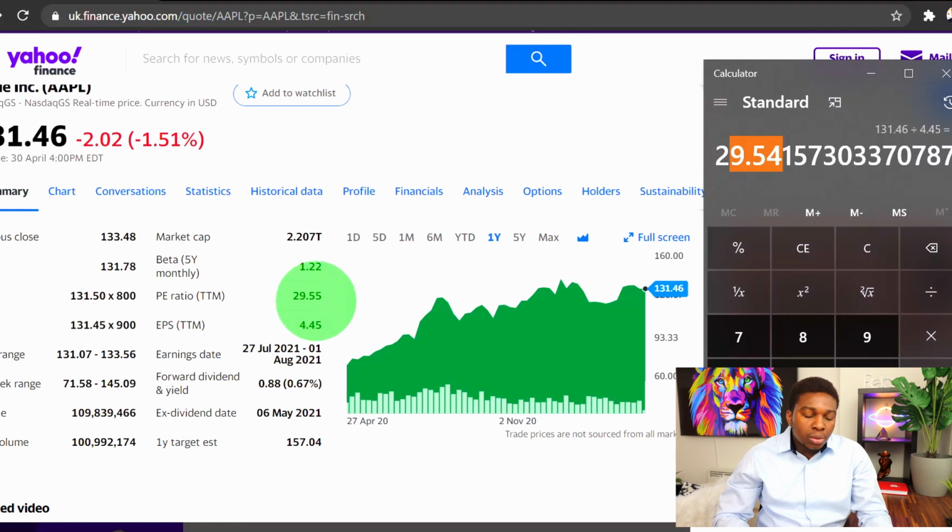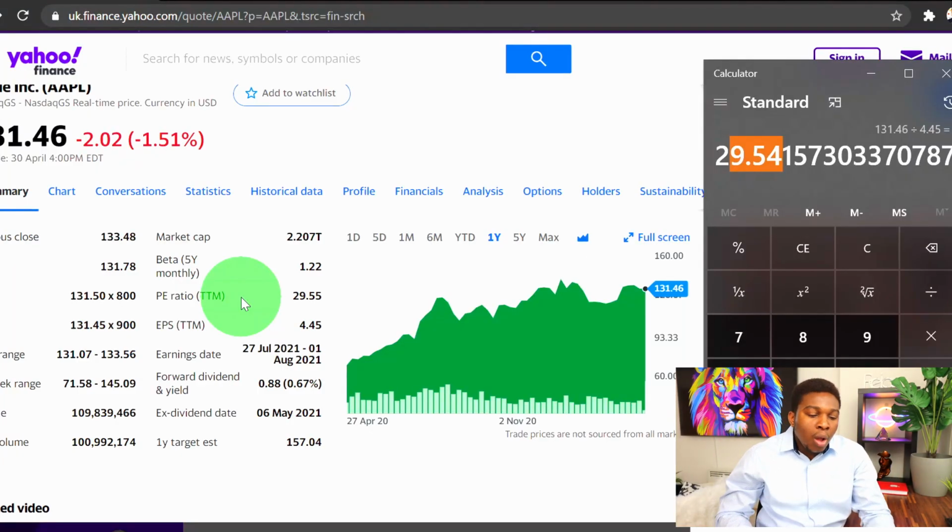So it's used to obtain the PE ratio of a stock, and the PE ratio is the price to earnings ratio. It is used to evaluate if the price of a stock is overpriced or underpriced. If the PE ratio of a stock is between 0 and 15, we say it is undervalued or underpriced. And if it is above 15, we say that it is overpriced. So with Apple being at 30, we are saying that Apple is overpriced by investors.